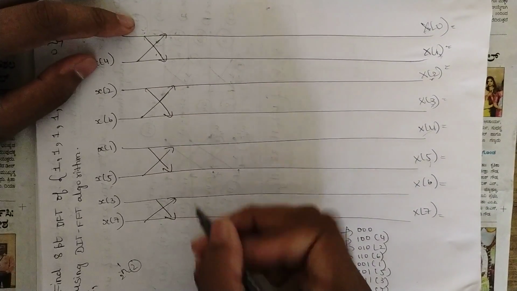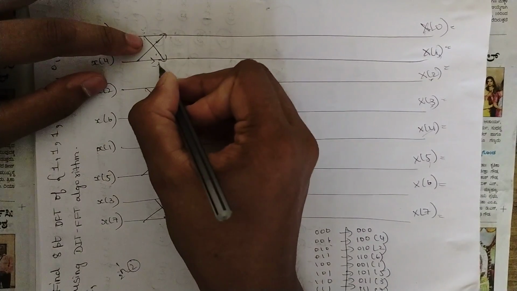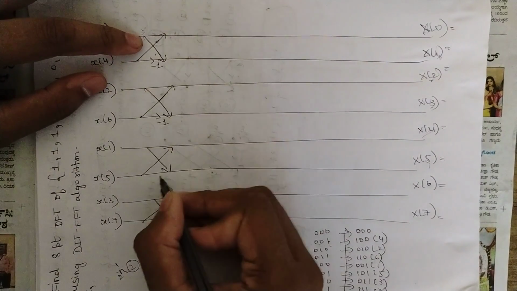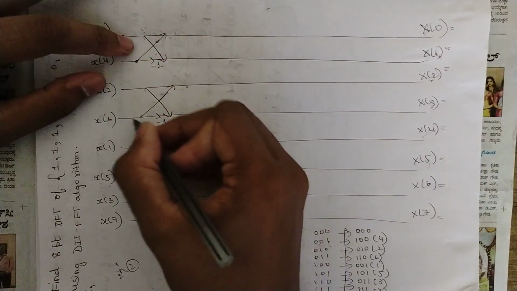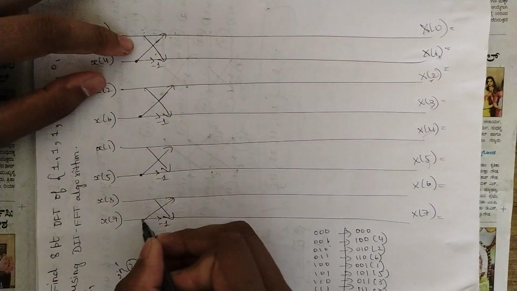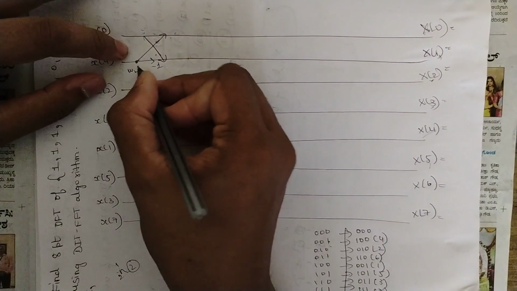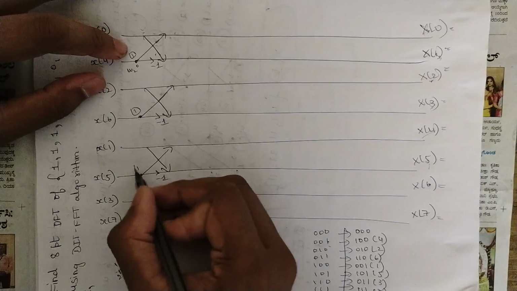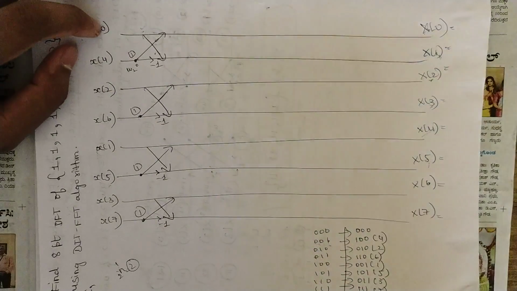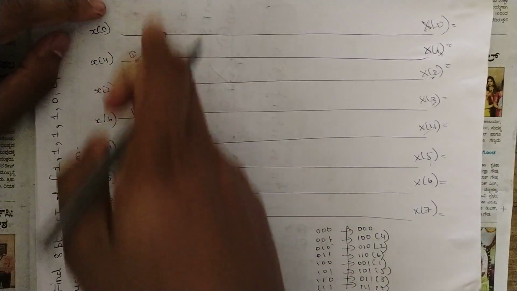Okay, hope this is clear. Then wherever the downward arrow is there, mark it as -1 like this. And wherever the upward arrow goes in the input side, those values are w2 power 0, or we can write simply as 1 for all of them, since all of the values are w2 power 0 only. Okay, this is for set of 2.